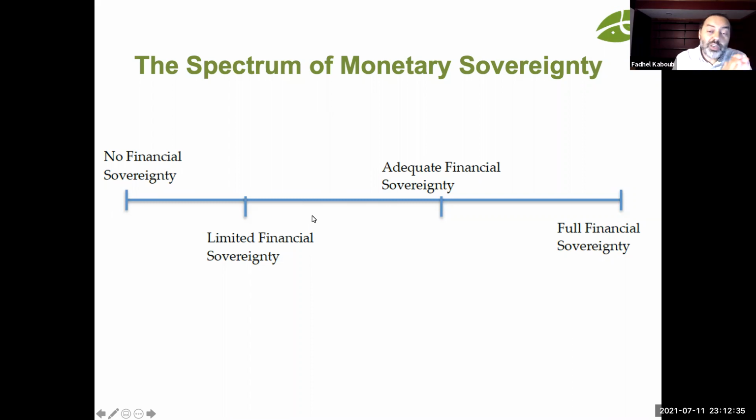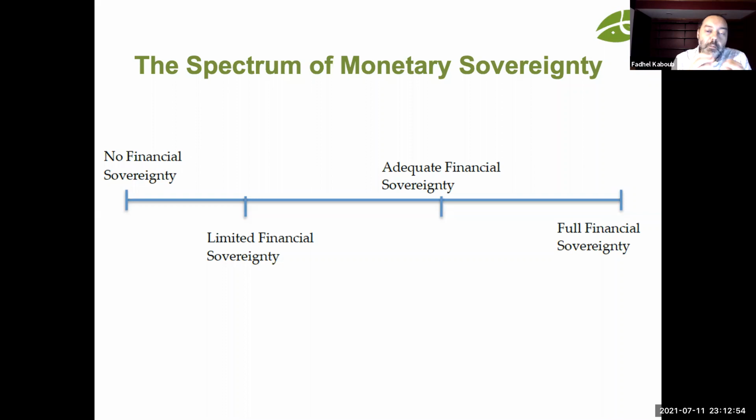And what determines where you stand on that spectrum is, to some extent, the level of external debt that you have and how desperate you are as a country to fix your exchange rate and to defend that exchange rate with the US dollar or with the euro or the British pound.